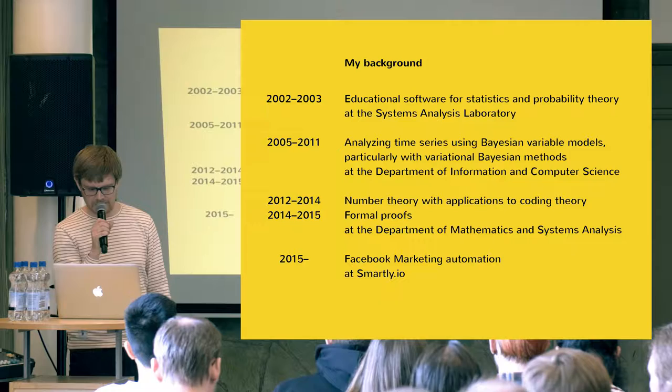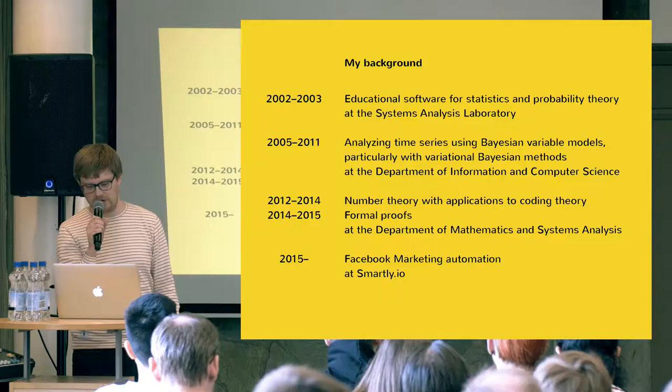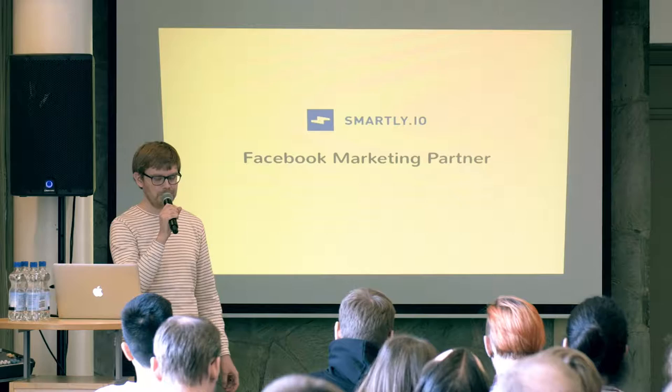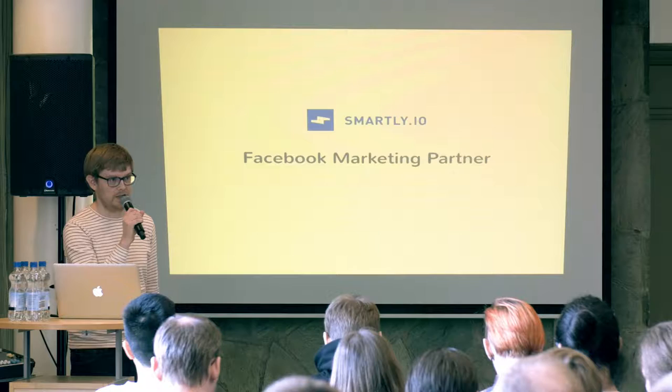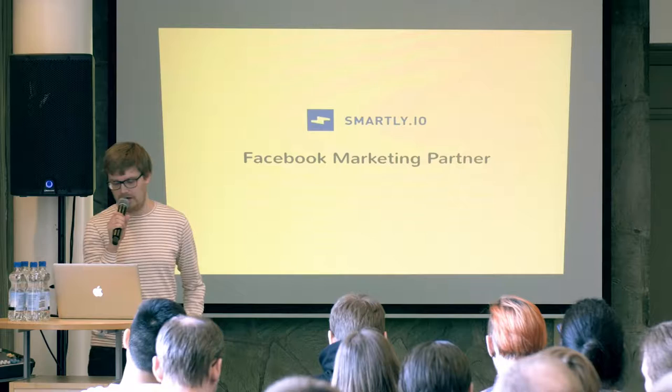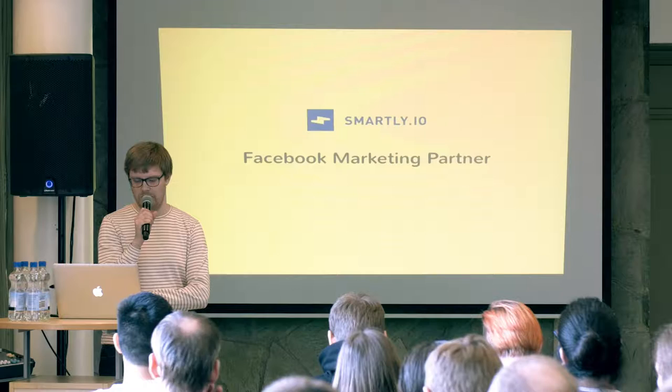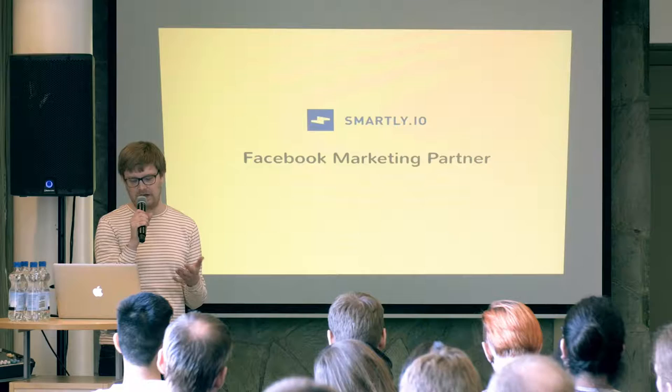And 1.5 years ago, I joined a company called smartly.io, which does Facebook marketing automation. So what do we do exactly? Smartly.io is what is called a Facebook marketing partner. And we, in particular, work with the largest and most demanding online advertisers, such as Skyscanner, Lazada, eBay, and help them get great results with Facebook and Instagram advertising. Many of our customers use hundreds of thousands of euros on Facebook marketing every month. And when you reach that scale, there's a lot of things you can't do manually anymore. And we can help with that.